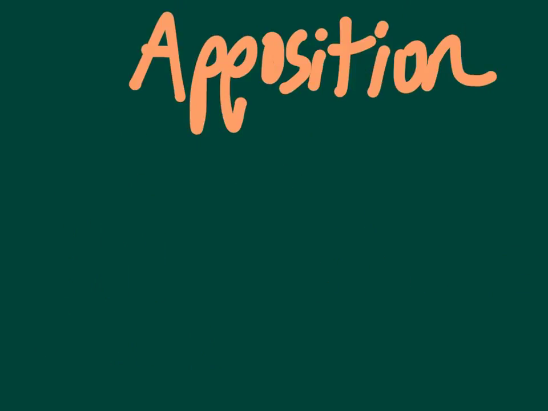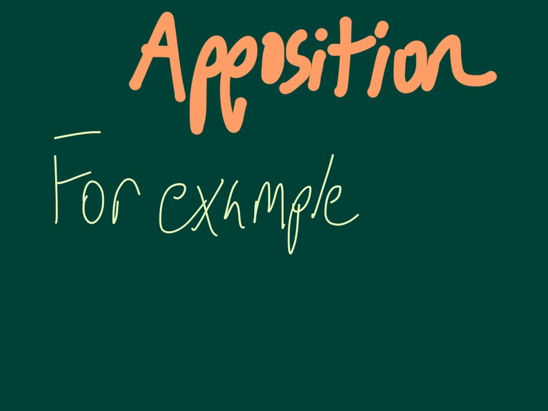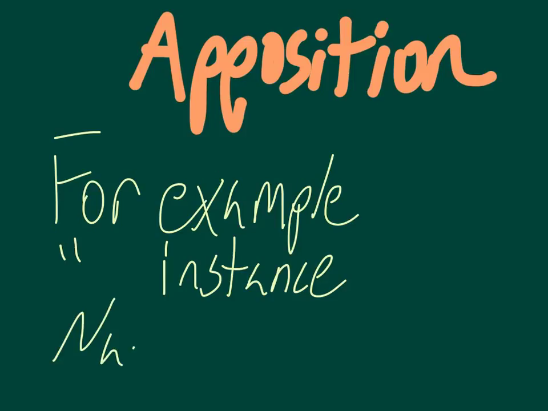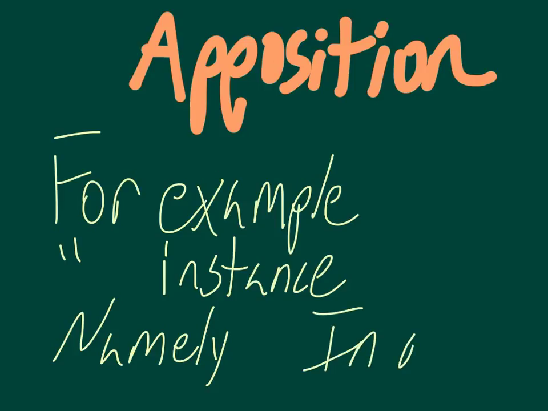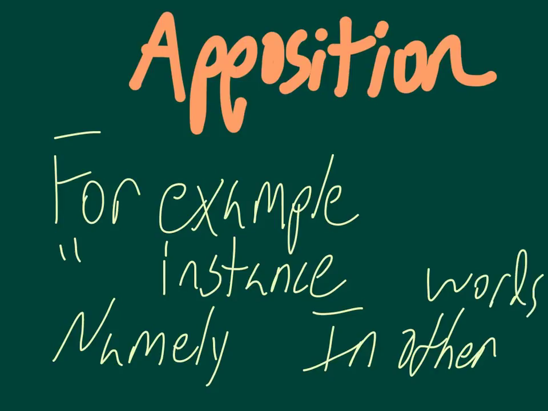Alright, so here for apposition, again, these are just giving examples of something: granted, for example. Next we also have for instance. The quote just represents that you're repeating the same words. Namely is a good one. And in other words is a really effective one because it allows you to clearly establish that you're trying to say the same thing but in another way.